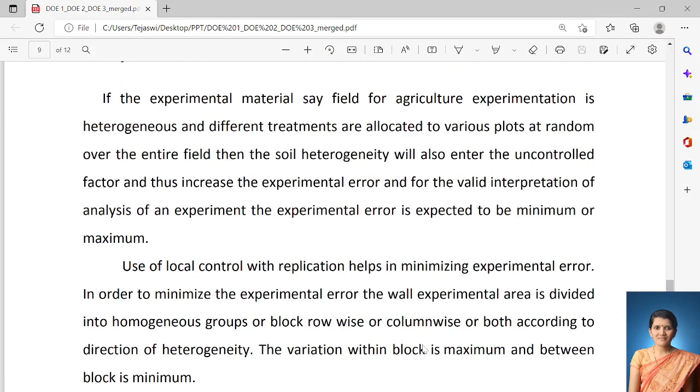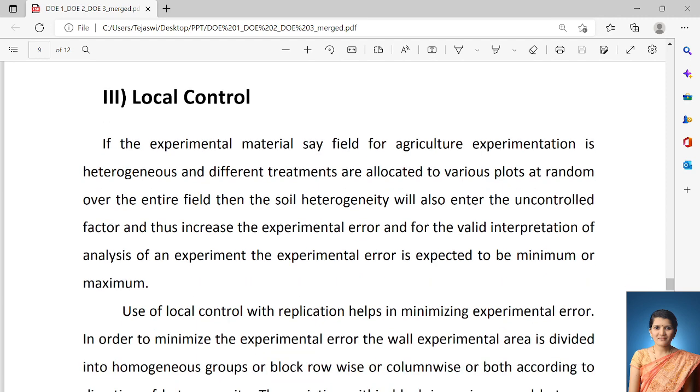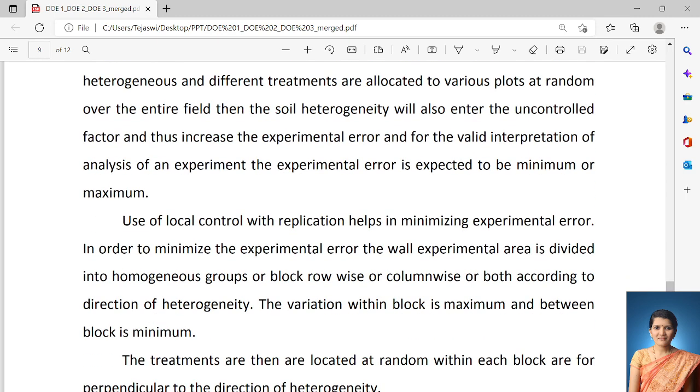The next principle is local control. If the experimental material, say the field in an agricultural experiment, is heterogeneous and different treatments are allocated to various plots at random over the entire field, then the soil heterogeneity will also enter as an uncontrollable factor and thus increase the experimental error. For valid interpretation of the analysis of this experiment, the experimental error is expected to be minimum. The use of local control with replication, by the Fisher diagram, minimizes the experimental error.